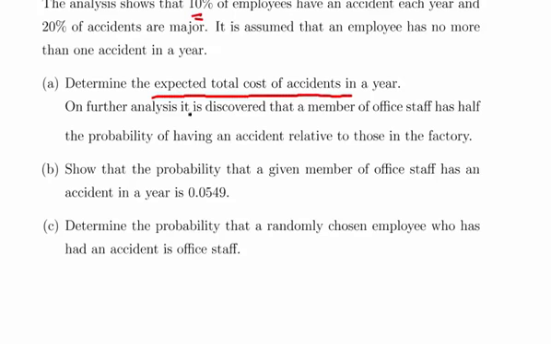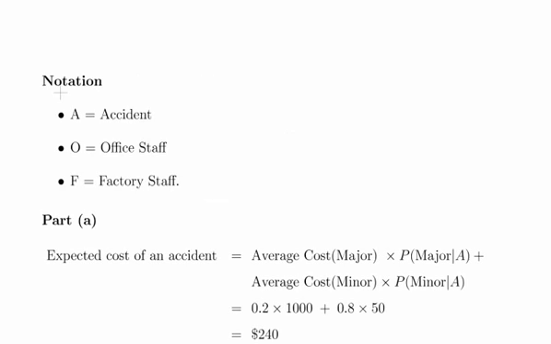Okay, so that's the first question. So this actually follows the rest of it, which is related to question B. So the first question is determine the expected total cost of accidents in a year. For the rest of it, we have question parts B and C. On further analysis, it is discovered that a member of office staff has half the probability of having an accident relative to those in the factory. So that's information we'll use in part B. Okay, I'll tell you what, we'll actually just go up to part A because it's quite a long one and we'll come back to part B.